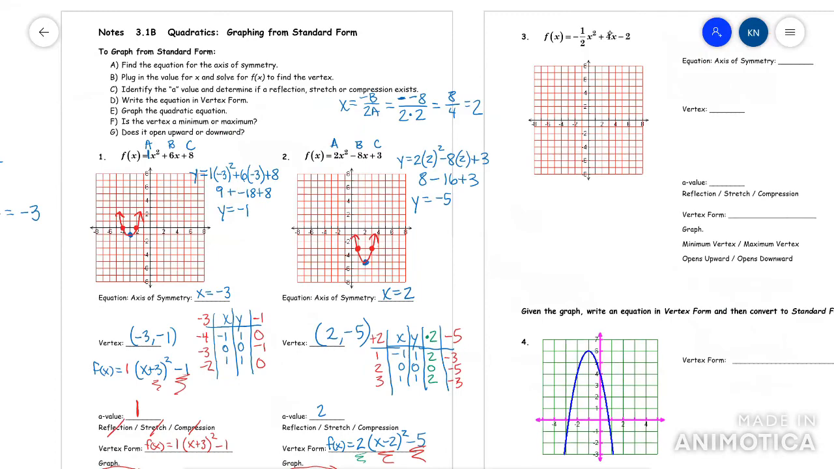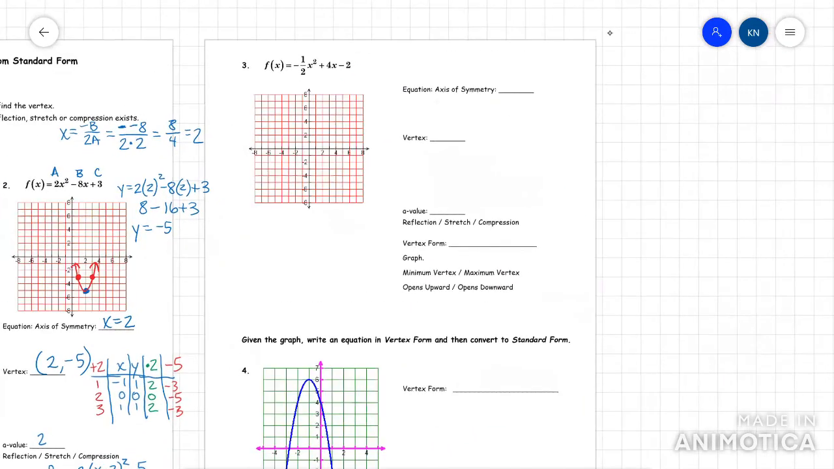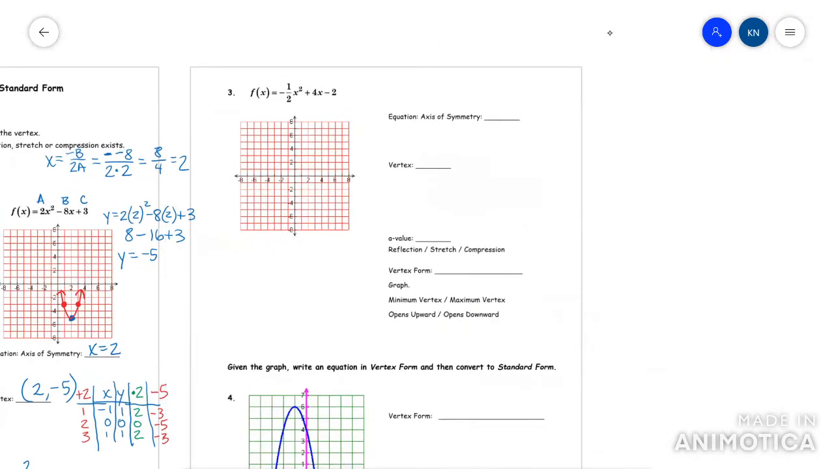Okay. Now, number 3, I know you're probably looking at it and thinking, oh gosh, there's a fraction. That's okay, stick to the plan. Identify A, B, C, and go find your axis of symmetry. So x equals negative b over 2a. So negative b would be minus 4 over 2 times, my a value is negative 1/2. So this is like negative 4 over negative 1, which becomes positive 4. So I know the x value of my vertex is positive 4. My axis of symmetry is x equals positive 4.